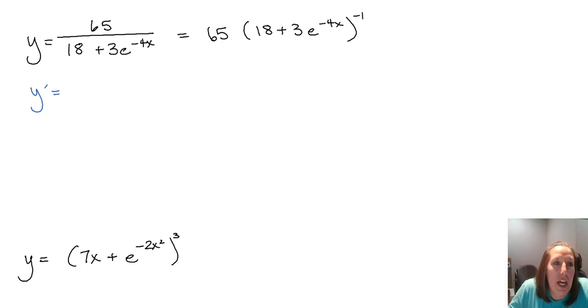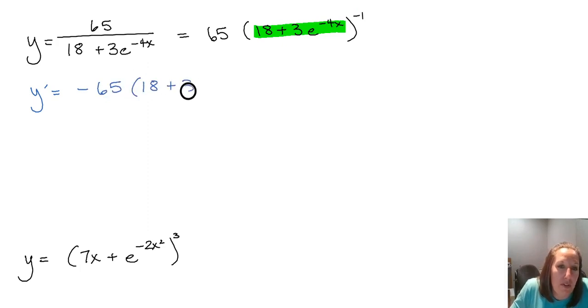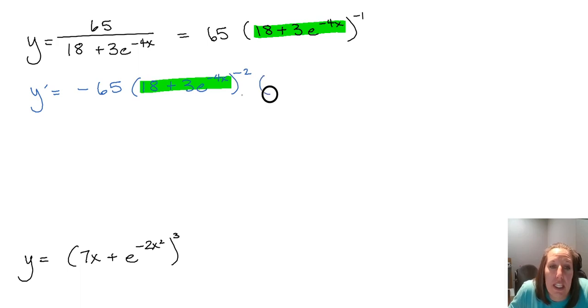All right, so anytime we have, this is a chain rule problem, we have something that's not just an x raised to a power. So the derivative of 65 times something to the negative 1 is going to be negative 65 times that something to the negative 2. Since that is not just an x there, we do need to multiply by the derivative of the inside. The derivative of 18 is 0.